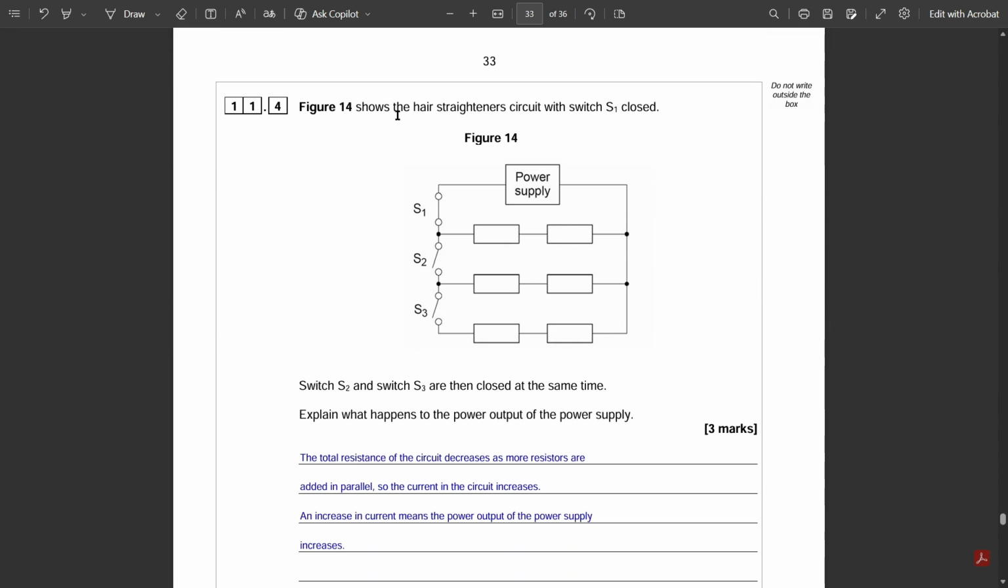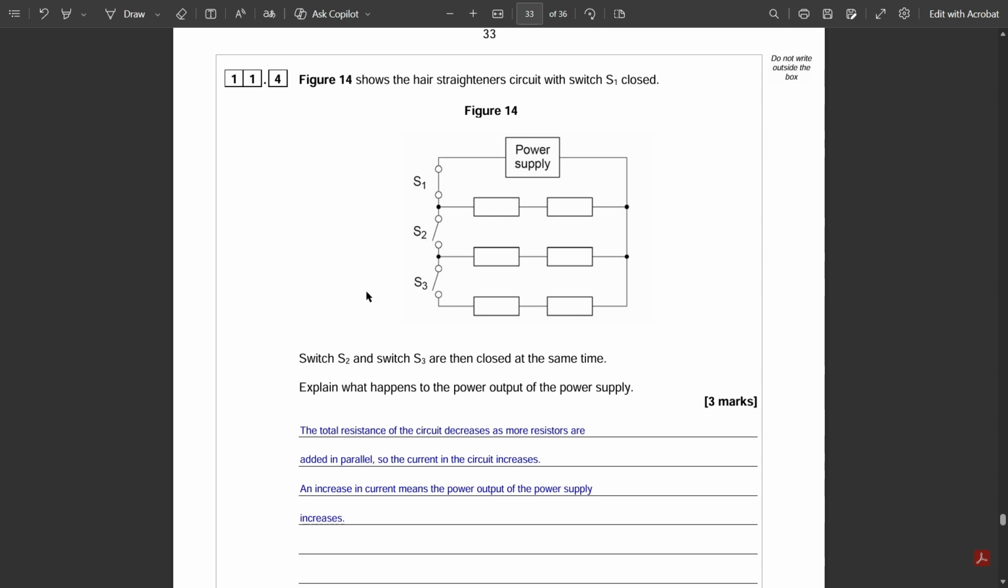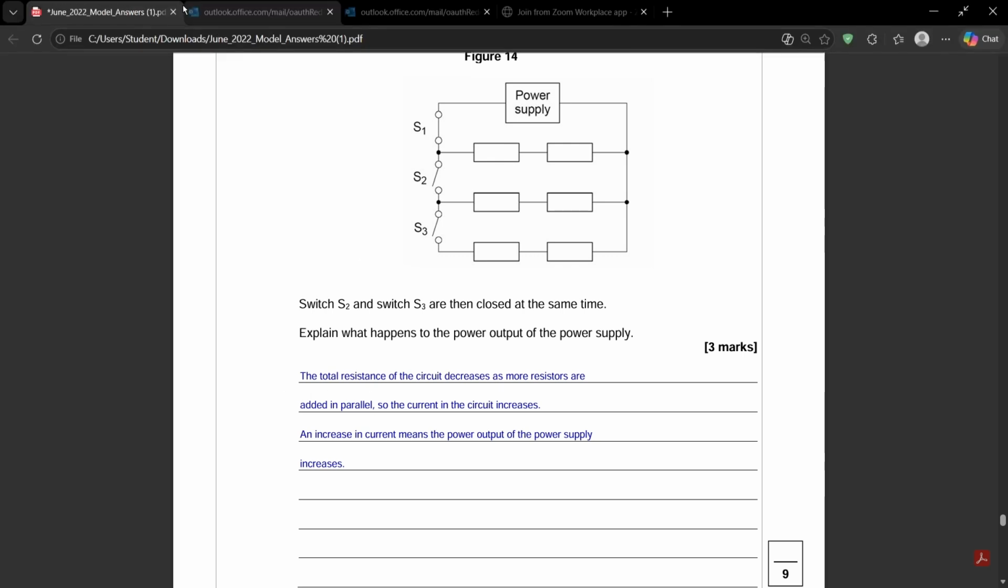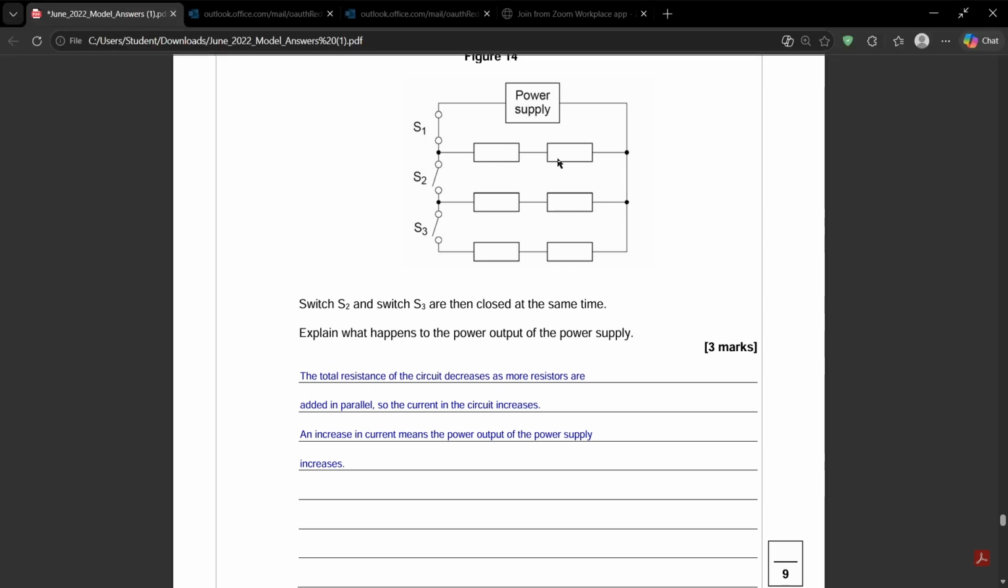And then figure 14 shows the hair straightener with switch 1 closed. Switch 2 and 3 are closed at the same time. Explain what happens to the power output of the power supply. Well, the total resistance of the circuit decreases as more resistors are added in parallel, and that decreases the resistance because the current has more ways to flow.